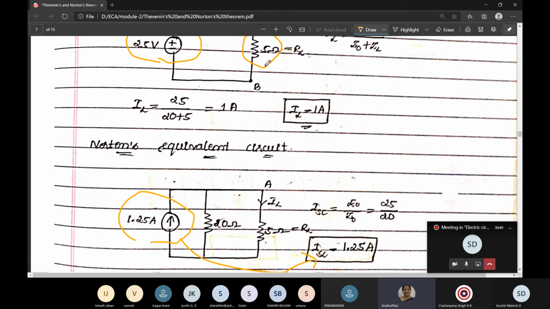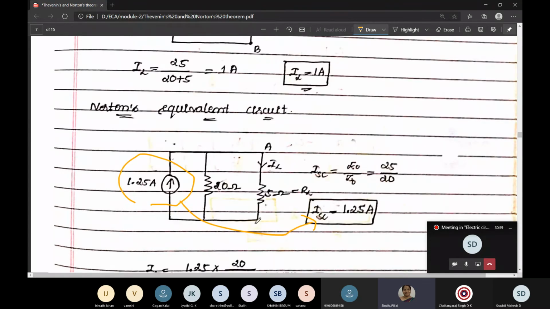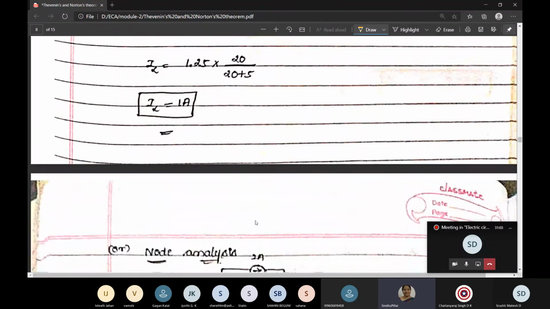After finding Thevenin's, you need not go with the procedure again. Once you get Thevenin's, you can just do the source transformation and find the Norton's equivalent circuit. Just do converting the voltage to current. So this is one example.